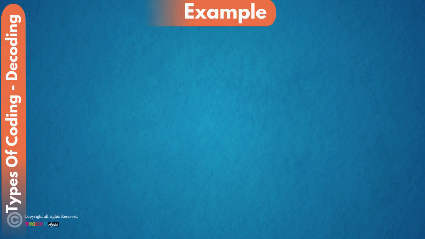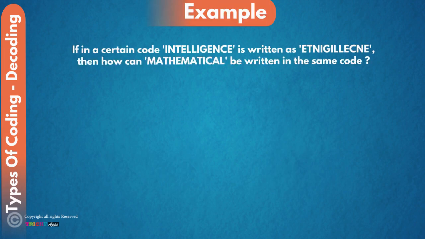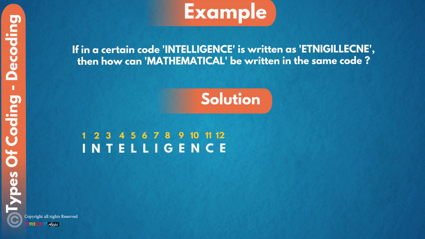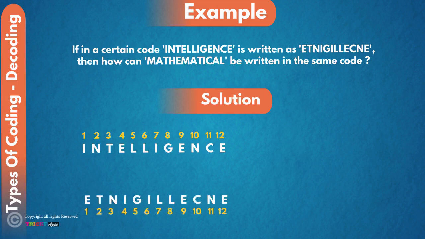Let us see another example. If in a certain code, intelligence is written as ETNIGILLECNE, then how can the word mathematical be written in the same code? Let us see the solution. Here, by observing the word intelligence, we find the pattern that these letters are divided into 3 parts. It is coded as ETNIGILLECNE.